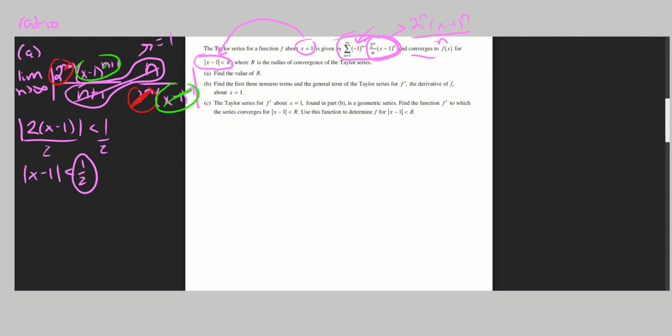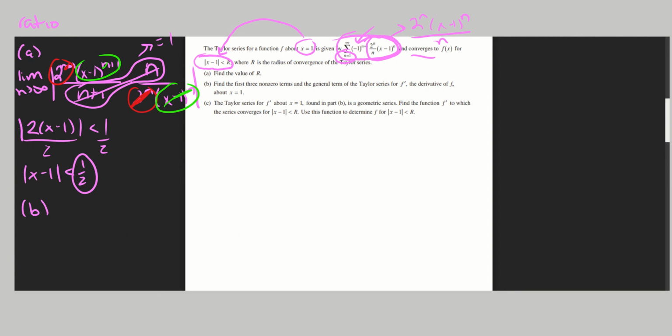Part B says we want to find the first 3 non-zero terms and the general term for f prime. There's really 2 different ways you could do this. Probably the easier way to do it is to think through what would the first 3 non-zero terms be for f. Once you know the first 3 non-zero terms for f, you can take the derivative and that'll give you f prime. So it says down here, if we look real close, we're starting at n equals 1.